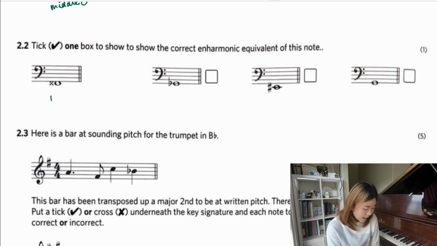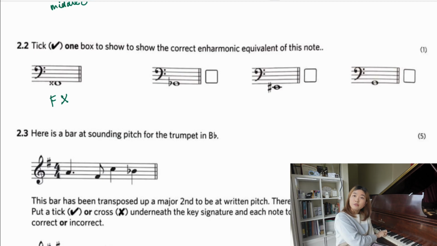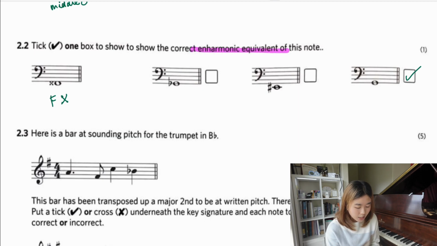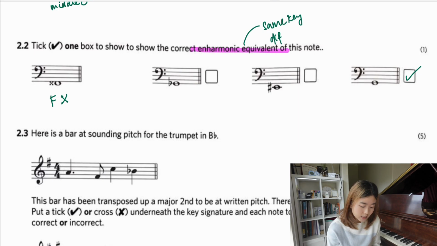Next one, give a tick one box to show the correct enharmonic equivalent of this note. So this is an F double sharp. F double sharp. So when you have F, go sharp to F sharp, and then one more sharp, so you're landing on G. So the answer is G. And enharmonic equivalent actually means we are going to press the same note, same key, but we have a different name.